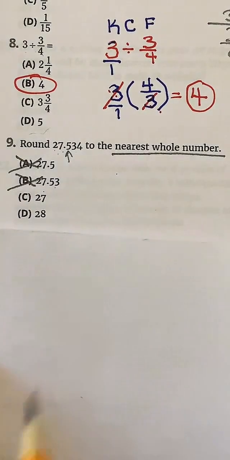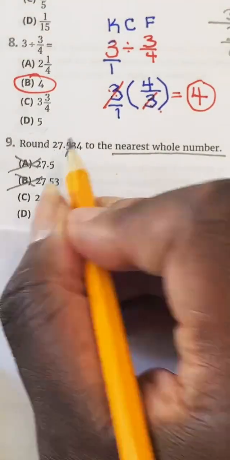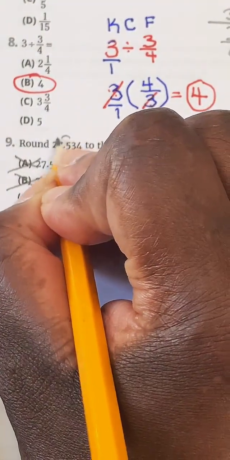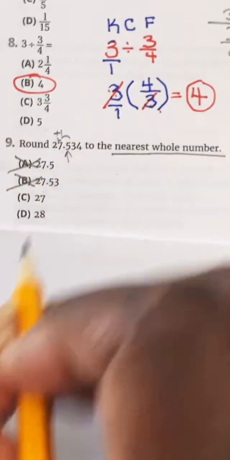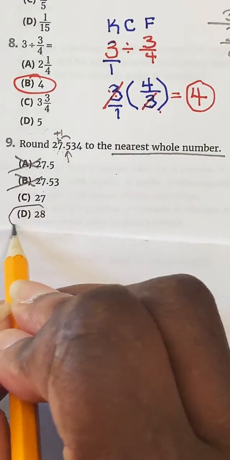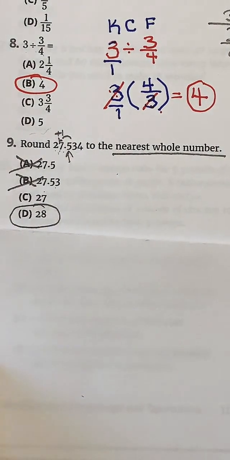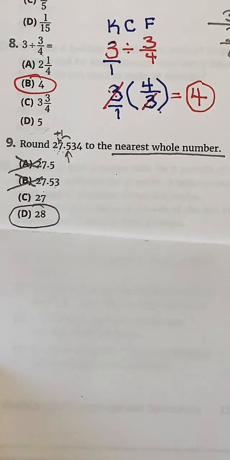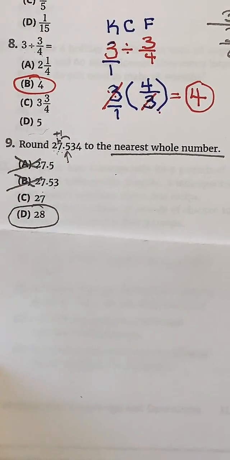All right, so we have a 5. That means I'm going to add 1 to that previous position. So that will give me 28. Okay? Yep, shove that bad boy. That's what I'm talking about.